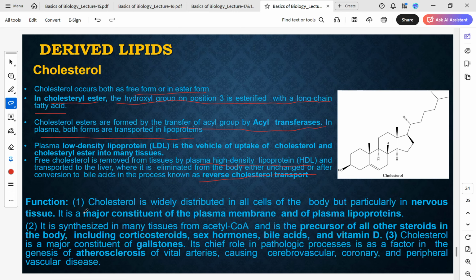There are multiple functions of cholesterol itself. It is widely distributed in all the cells of the body, particularly nervous tissue. It is also a main constituent of the plasma membrane and of plasma lipoproteins. It is synthesized in many tissues from acetyl coenzyme A, is the precursor for all steroids in the body, including glucocorticoids, sex hormones, bile acids, vitamin D. Cholesterol is a major constituent of gallstones. There is also a very major role of cholesterol in pathologic processes, atherosclerosis, causing various vascular diseases.